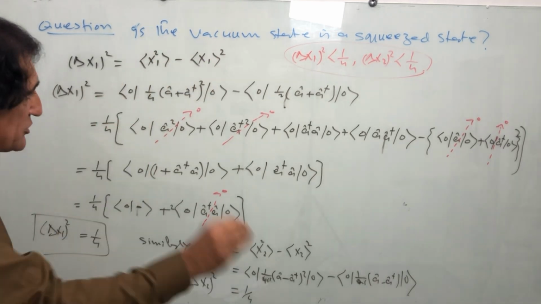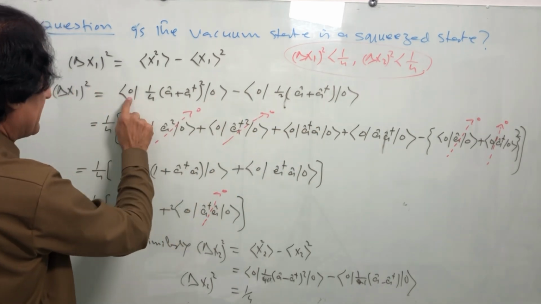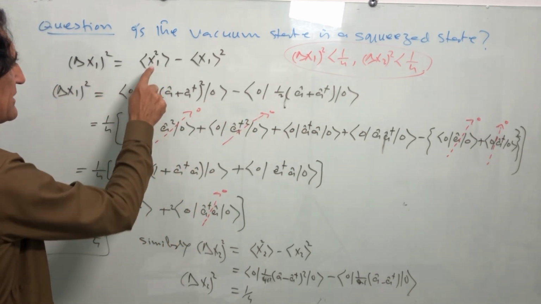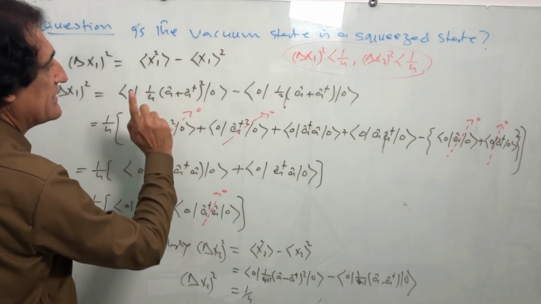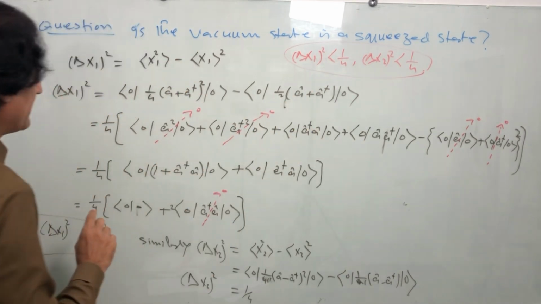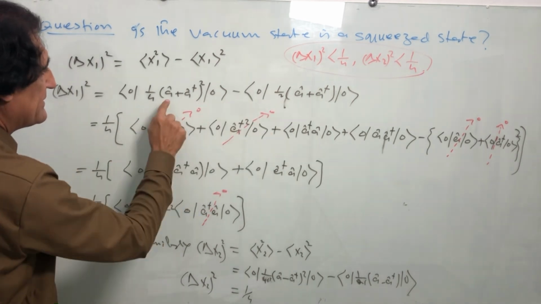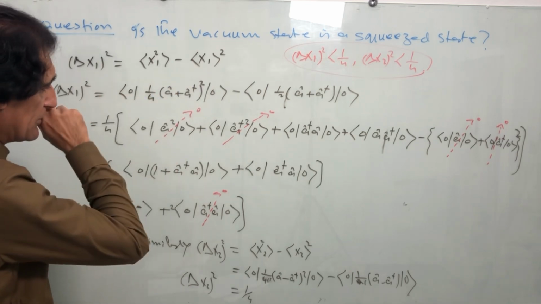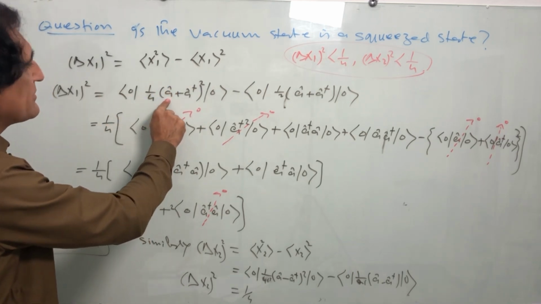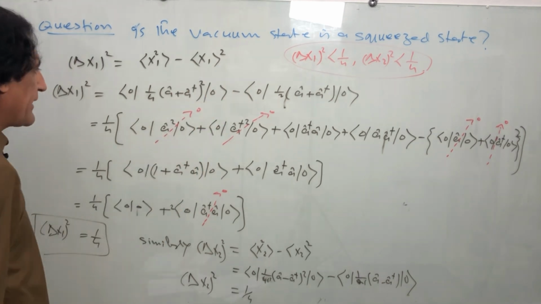Now this is a vacuum state, so we must take the average in the vacuum state, ⟨0| and |0⟩, and put in the value of x1. Now I can expand (a + a†)², and we get a², a†², plus a a† plus a† a.